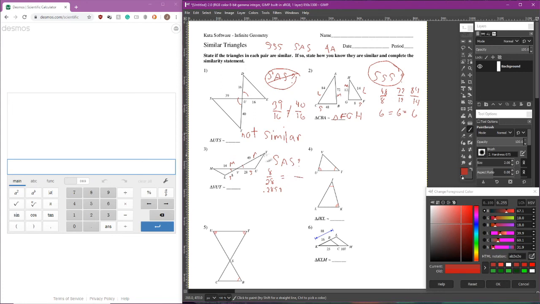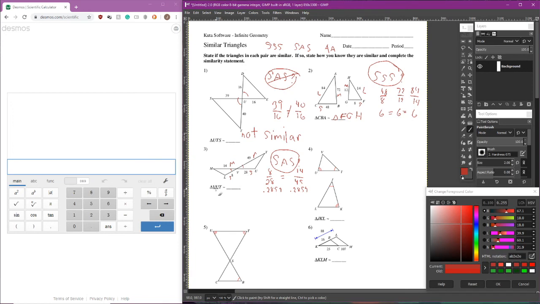Now, medium over medium would be 14 over 49. And if we do that division, that is also 0.2857. They're exactly the same. So we do prove that this is side, angle, side because we have that angle and those two sides are proportional. It does work. So now we just have to worry about putting it in the right order.